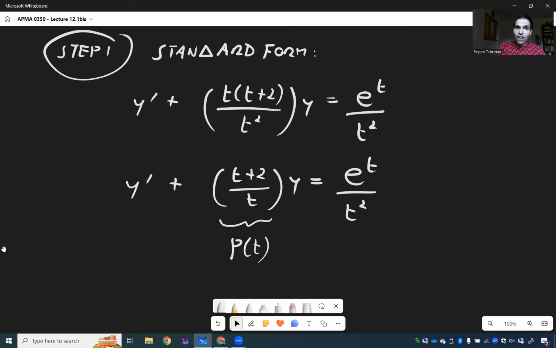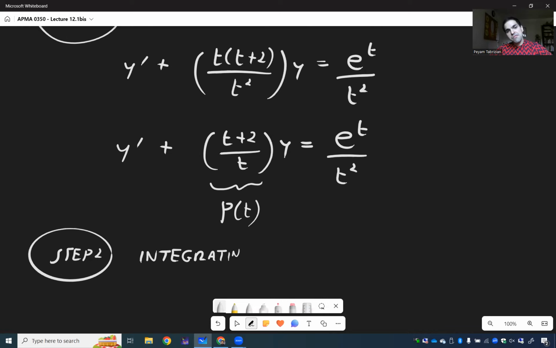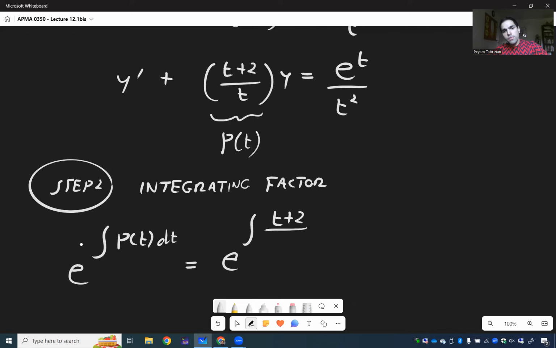Now, the next step is to find the integrating factor. So remember Yelp. So step 2, integrating factor. So do e to the integral of p, so e to the integral of p of t dt. That becomes e to the integral of (t plus 2) over t dt.